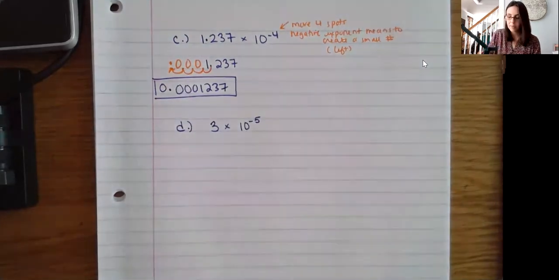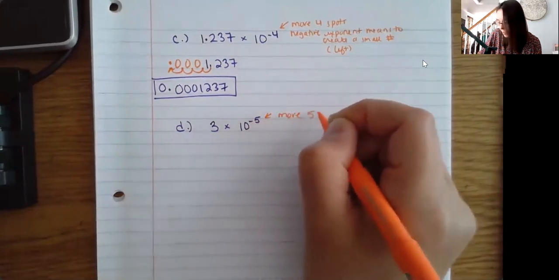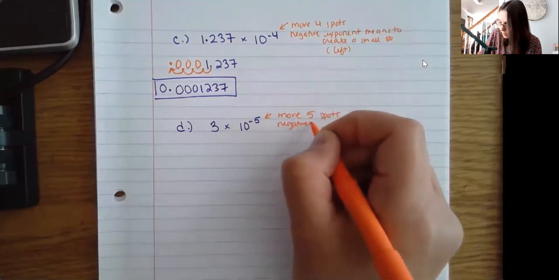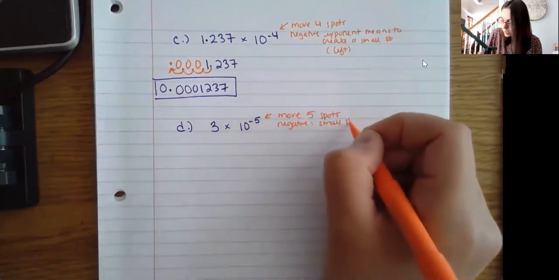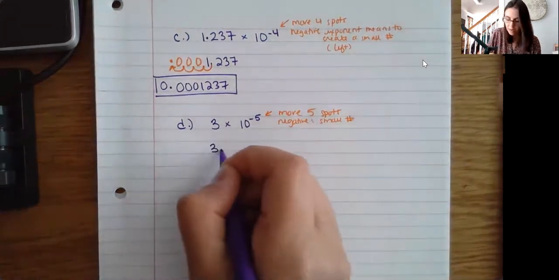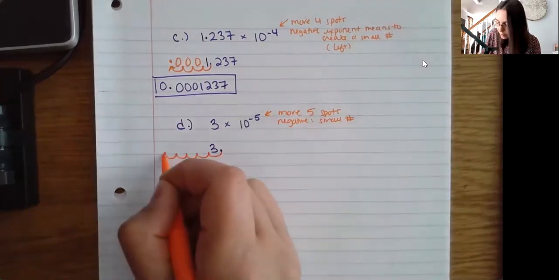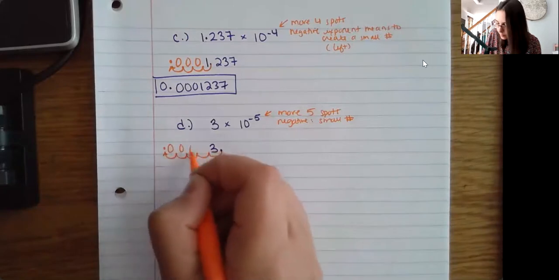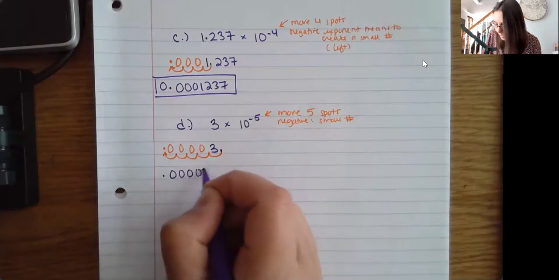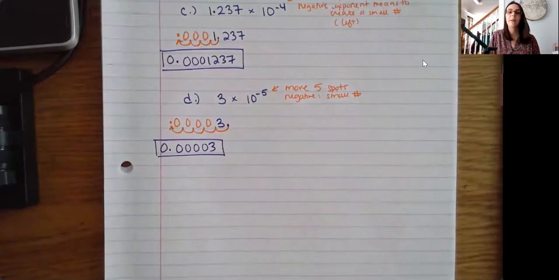So let's do 3 times 10 to the negative 5. Again, we're moving 5 spots here, and the exponent is negative, so I want a small number. So I'm going to end up moving to the left in this case. Now remember, if you have a whole number, your decimal point is on the right. Now I move 5 places: 1, 2, 3, 4, 5. And my final value, and I can put that leading 0 just to make it a little bit more finished. All right, so that's how it works.